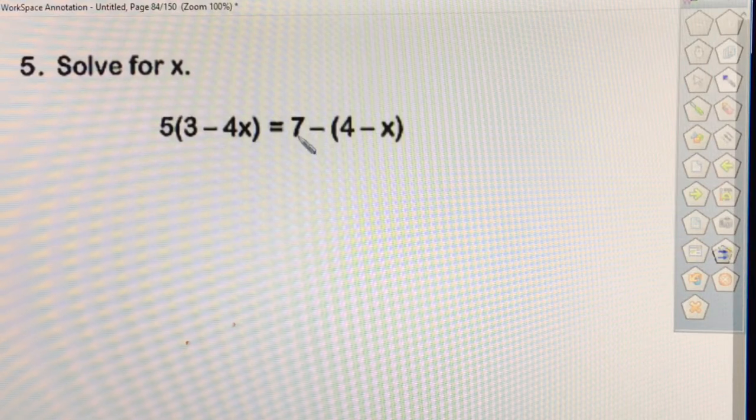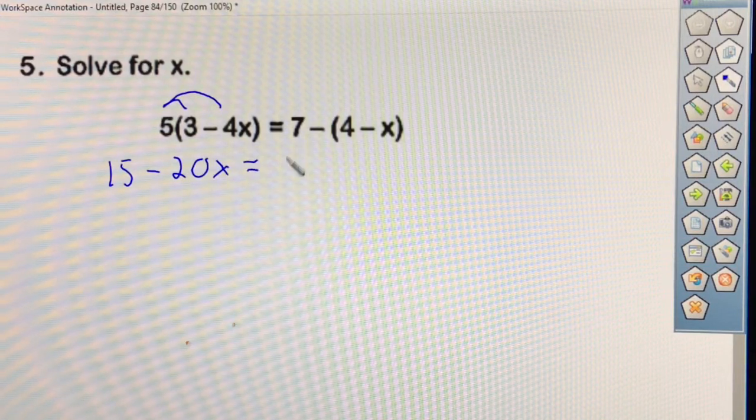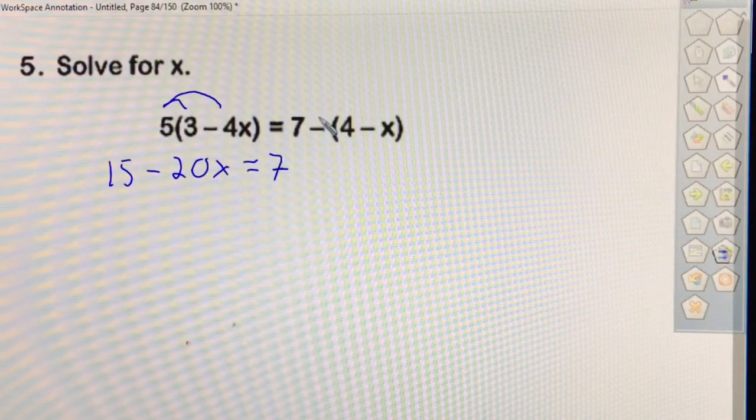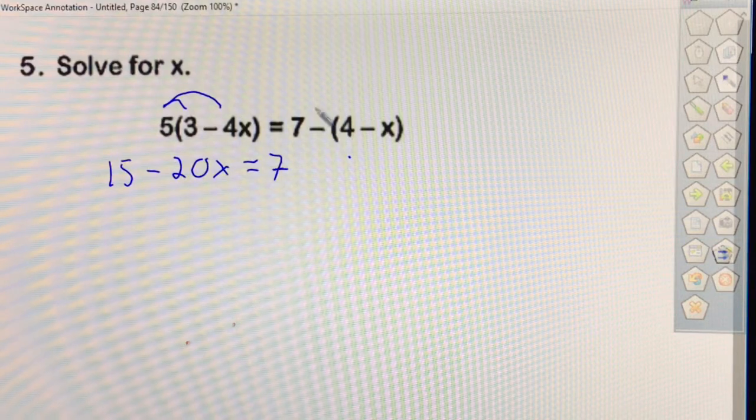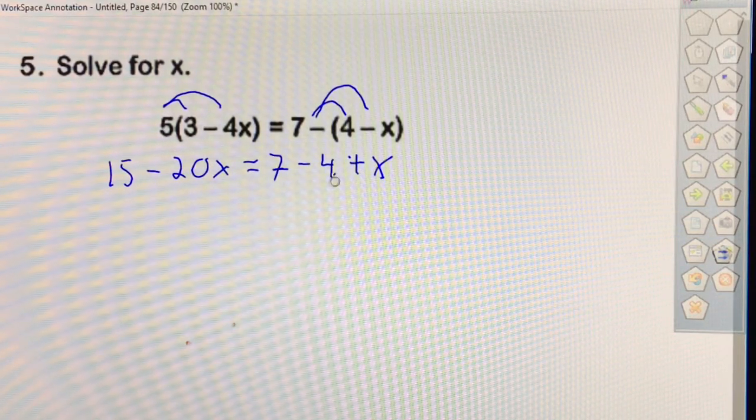Solve for x. Notice it's an equation. This here's the tricky part. I'm going to distribute the 5. That's going to give me 15 minus 20x equals, now I just bring down the 7. I don't do anything with that just yet. And I distribute the negative. Technically, you can think of it as a negative 1, but that's going to give me minus 4 plus x. Very, very confusing, very tricky.